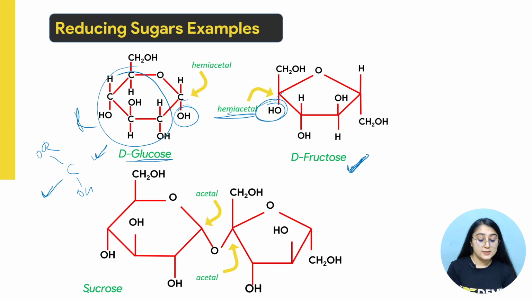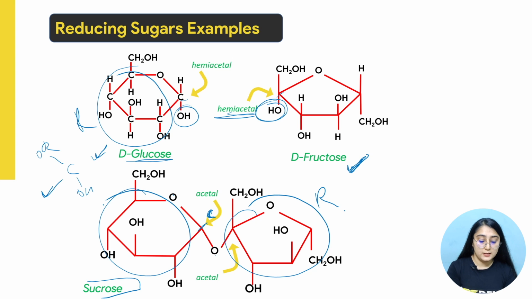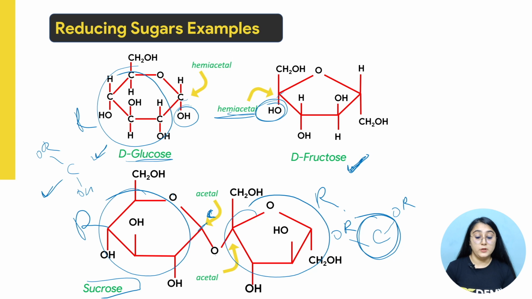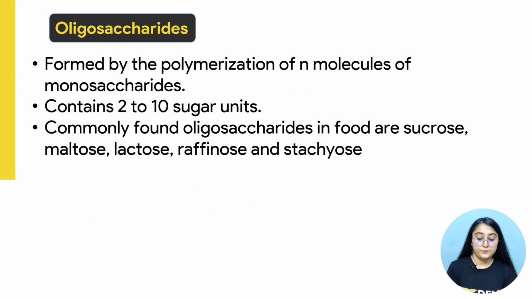However, if we look at the example of sucrose over here, this carbon is an acetal carbon because there is O, and we can consider this as R. Similarly, O, and this can be considered as R. So basically this carbon has two OR groups attached to it, which makes it an acetal carbon. As a result, sucrose is a non-reducing sugar.